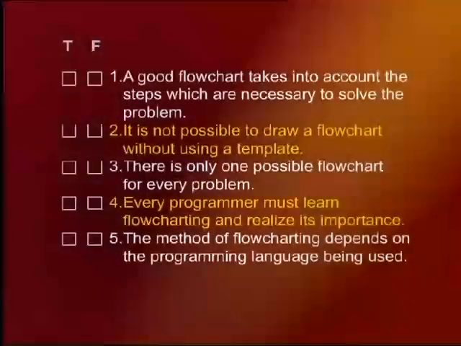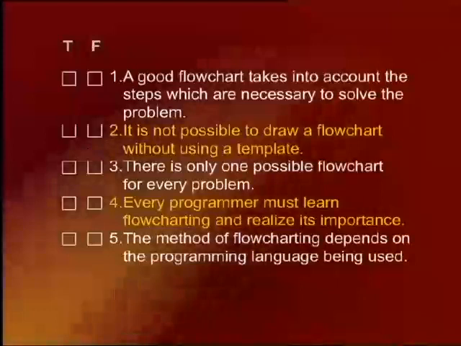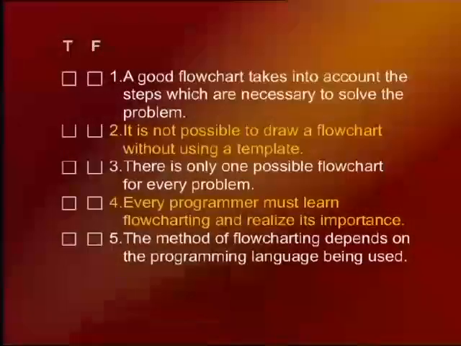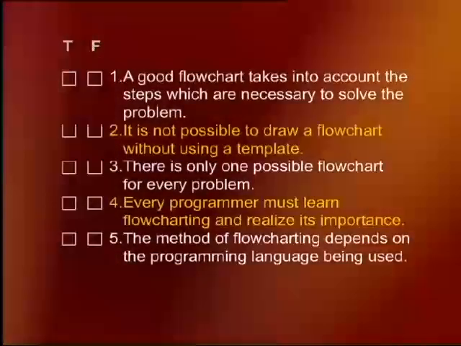Number 3. There is only one possible flowchart for every problem. Now, did the text say that? No, not at all. And how can we convert this into a true statement? We can do it by saying that there is more than one possible flowchart for every problem.